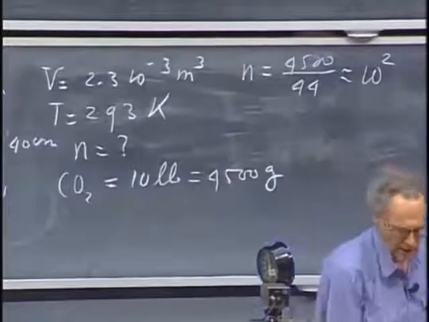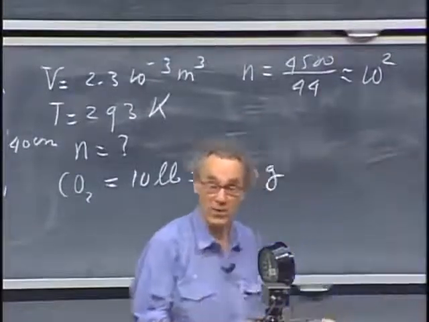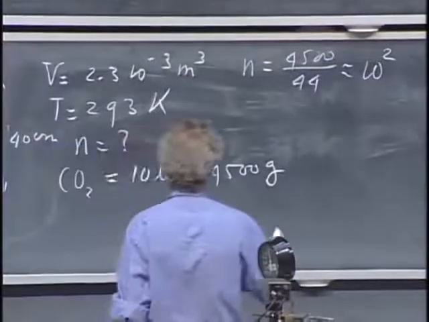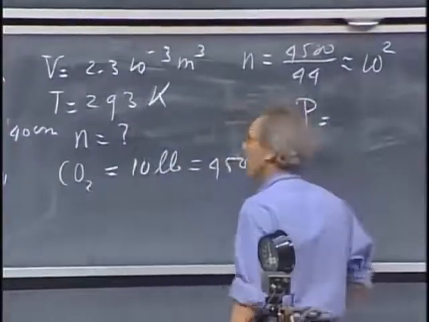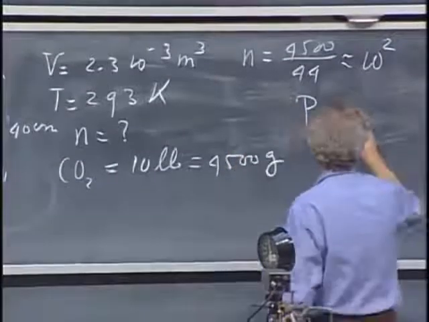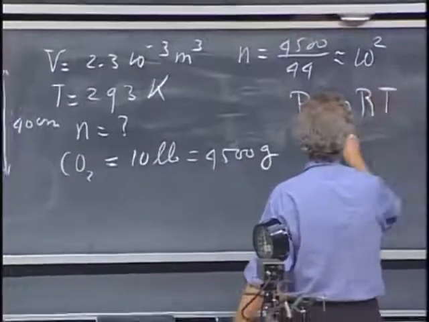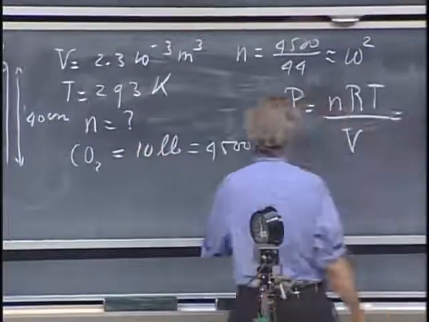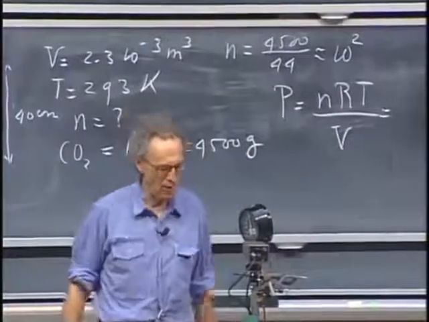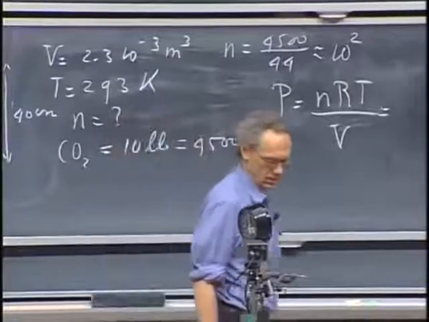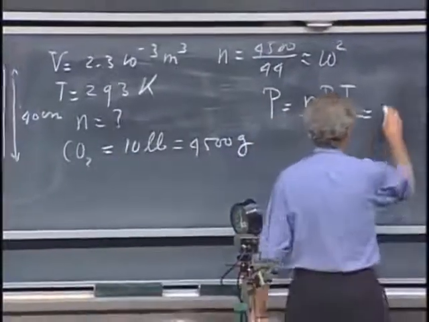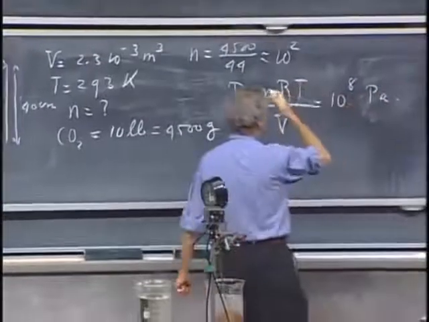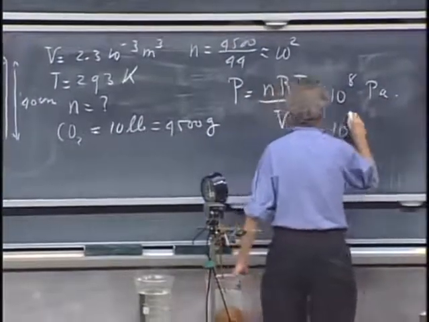So now I can ask myself, what is the pressure? If this were a gas, what would be the pressure? Well, if this were a gas, then the pressure P would be n times R times T divided by the volume. I stuck in the numbers, and out comes 10 to the 8, 10 to the 8 Pascal. An enormous number. 10 to the 8 Pascal is about 1,000 atmospheres.